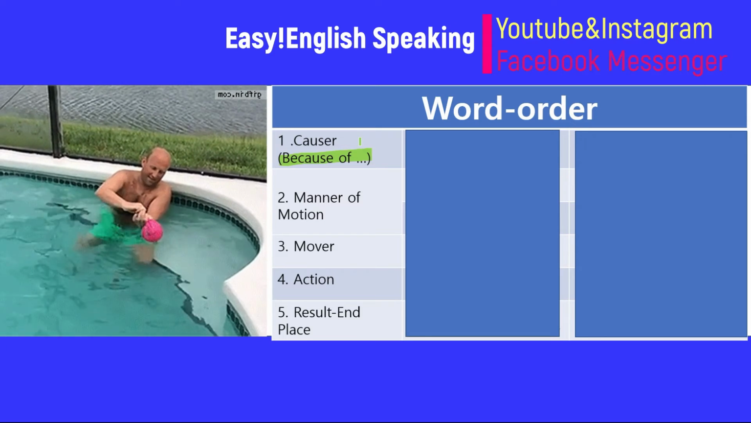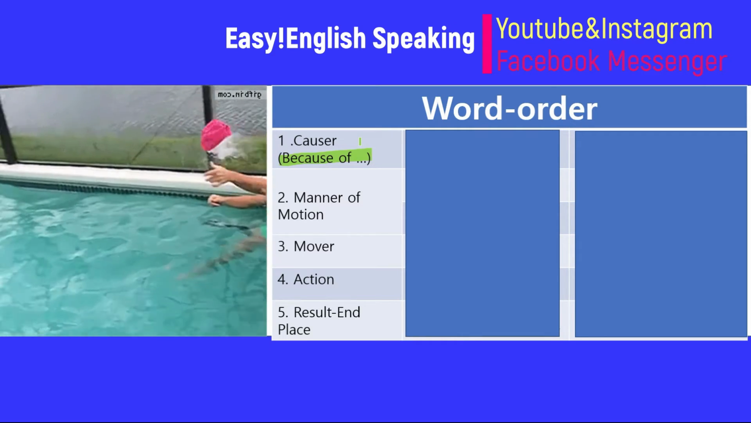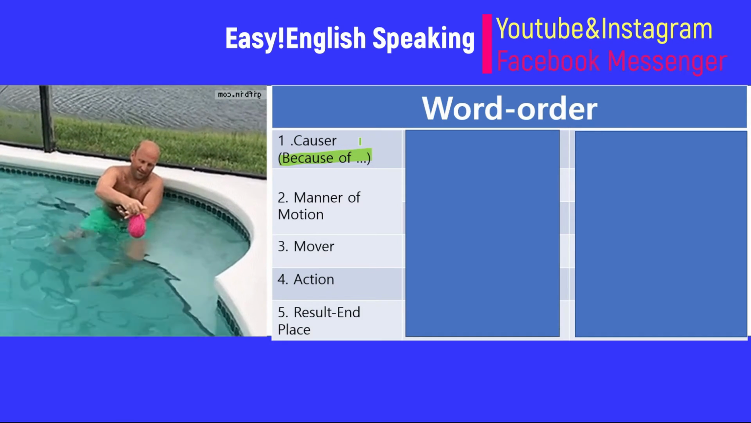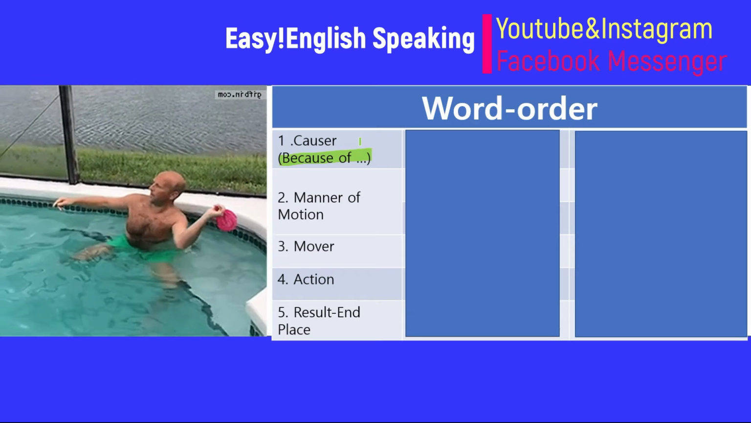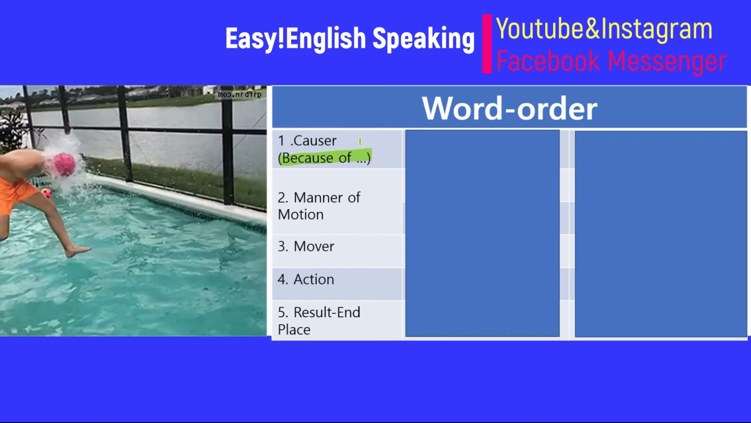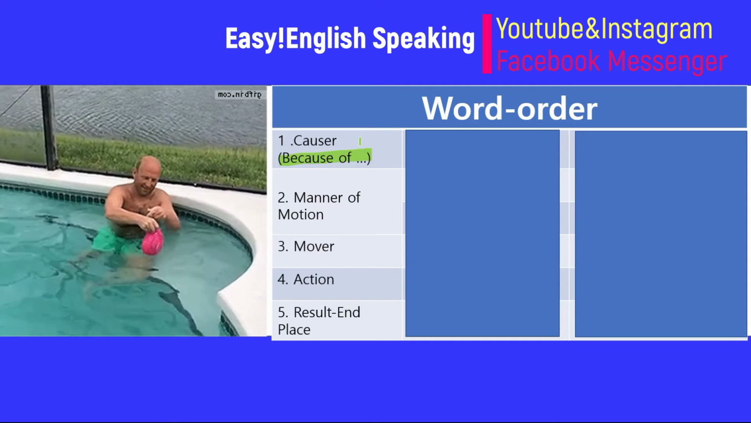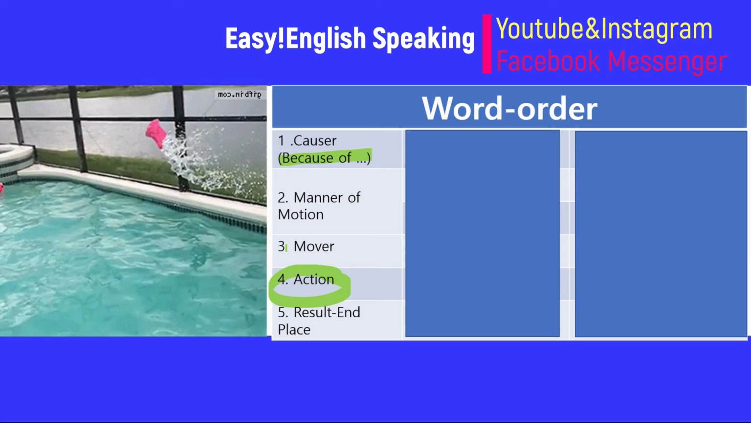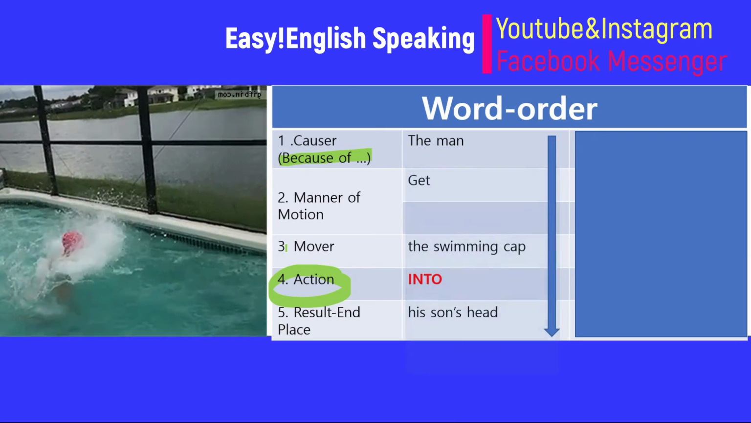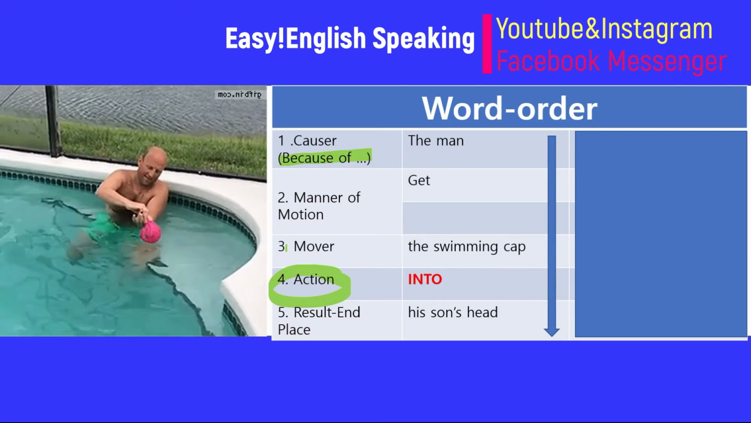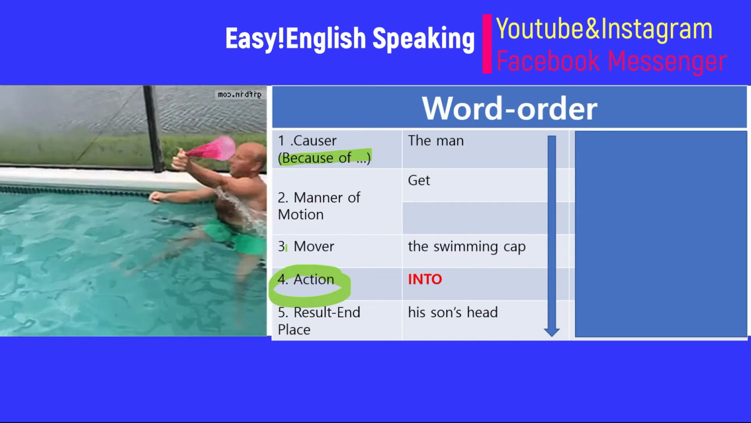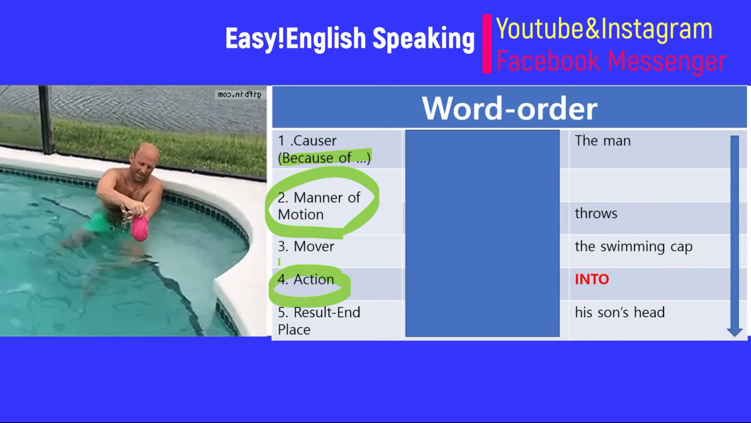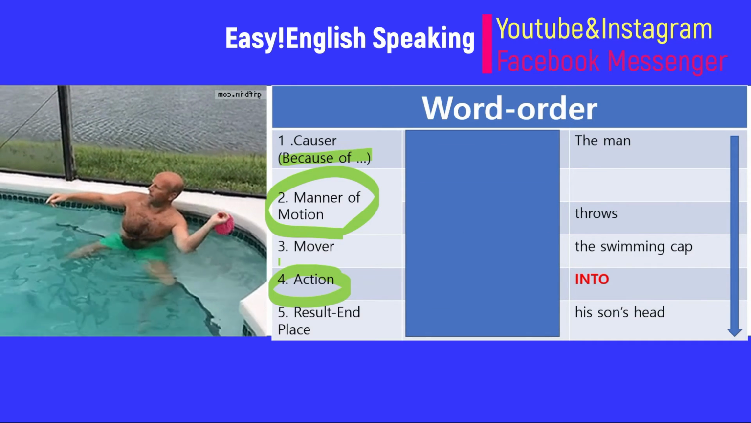Manner of the motion. How did the man change the location of the swimming cap? If you know the specific word for it, you can use it. But if you don't, just use verb get, okay? And third, what was moved? The swimming cap, and the action, the center part of this sentence, is into. And the result as state is into the boy's head. So you can just make a sentence like this. The man get the swimming cap into his son's head. But if you know the specific word for the manner of the motion, you can use it just like this. The man throws the swimming cap into his son's head.